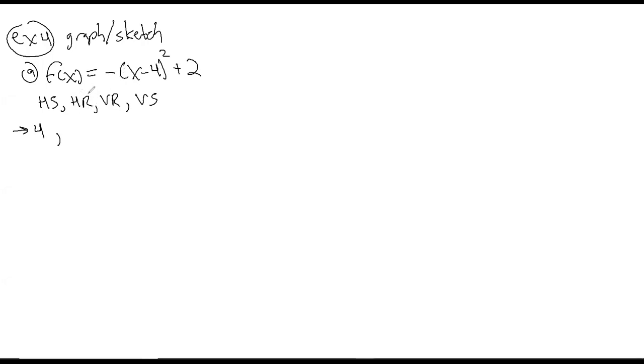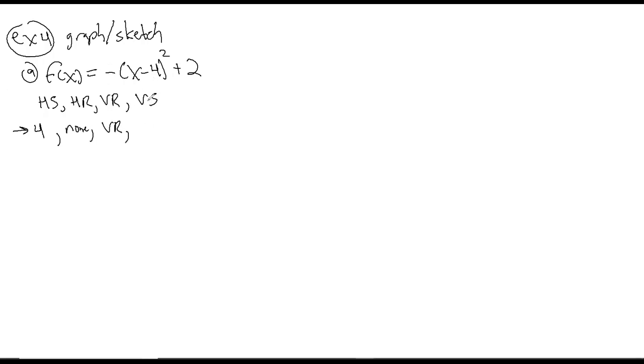Is there a horizontal reflection? Well, that would be a negative inside. There is no negative in front of the x inside. And again, this minus is with the shift. I'm talking about a minus paired with the x, not the constant. So I'm writing none for a horizontal reflection. Vertical reflection, well, there is a negative outside the core, which causes a vertical reflection. So we will reflect vertically. Up will become down, down will become up.